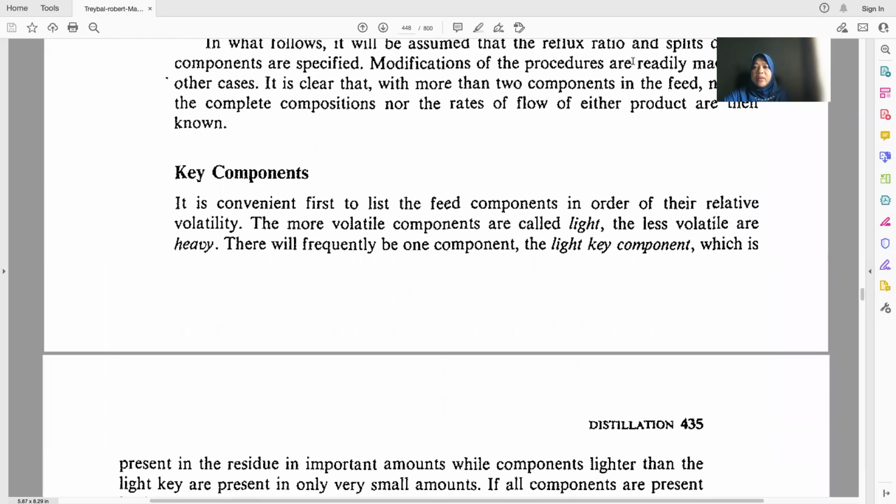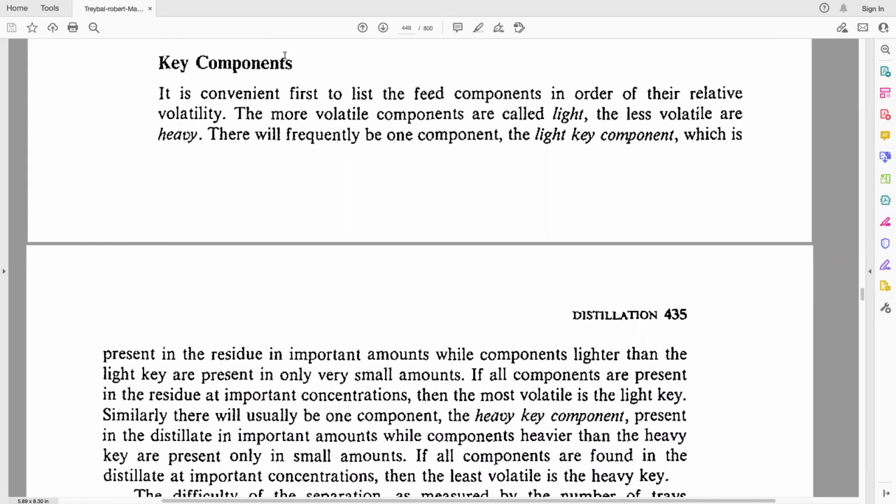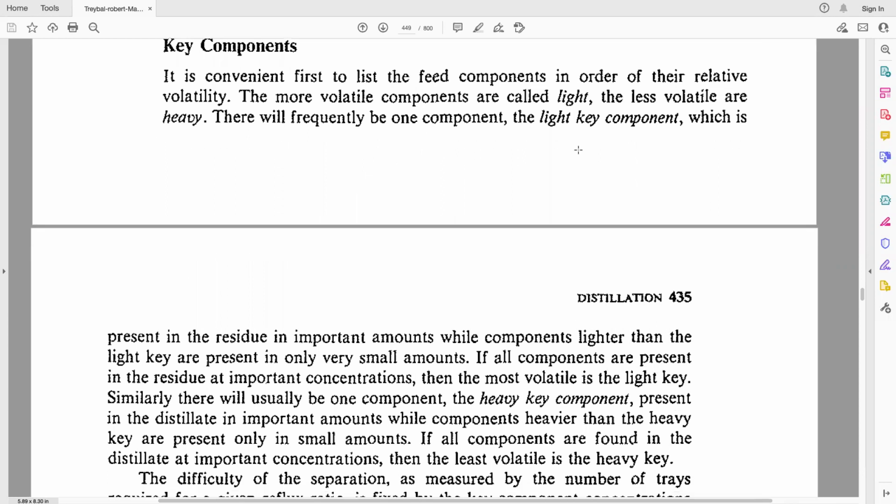Let's read this one together, so we have some idea. It is convenient to list the feed components in order of their relative volatility. The more volatile component is the light, and the less volatile component is heavy. There is frequently one component called the light key component, which is present in the residue, or in the bottom product, in important amounts, while the components lighter than the light key are present in only small amounts.